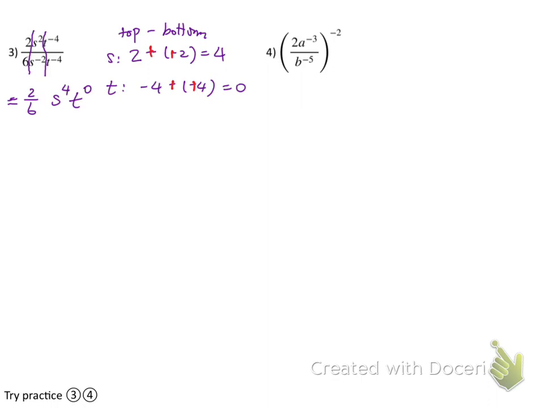Now look at these 3 things we got. 2, 6. We need to reduce it. 2 and 6 share a 2, so I divide by 2. I have 1 over 3. S to the 4th remains the same. T to the 0th power, anything to the 0th power is 1. And when you multiply by 1, it just gets absorbed in multiplication, so you don't have to say anything about it. It will just be 1/3 s to the 4th power.